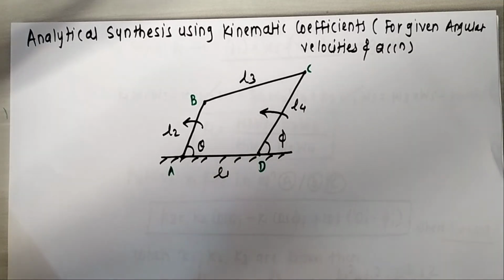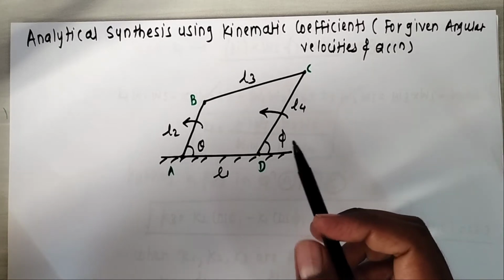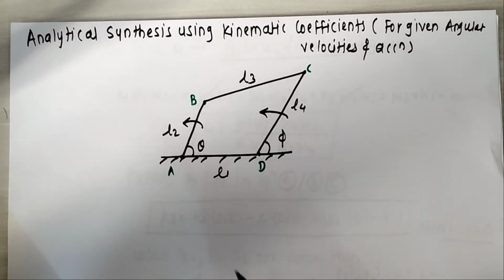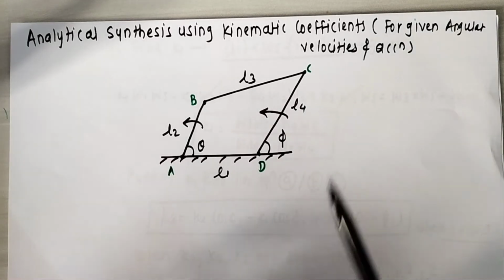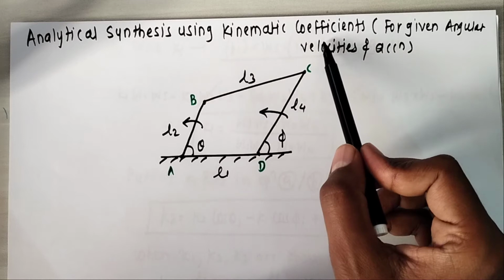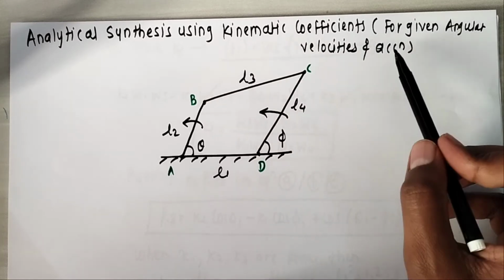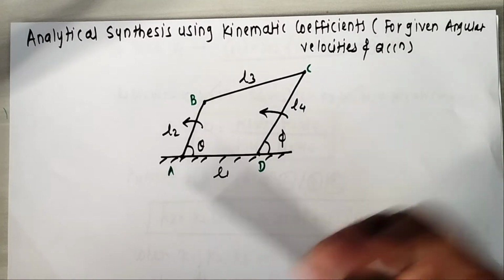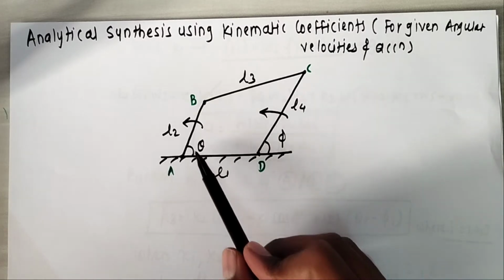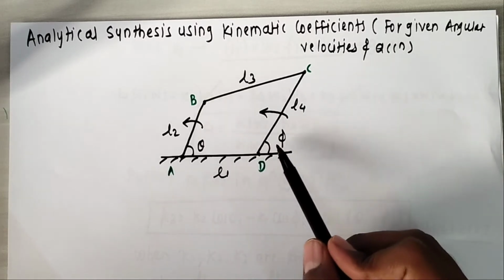In the last session, we discussed how to solve a problem on analytical synthesis or dimensional synthesis using the analytical approach by using kinematic coefficients. But in that case, the given data was 3 accuracy points, or 3 precision points, for which theta 1, theta 2, theta 3 and phi 1, phi 2, phi 3 are known.